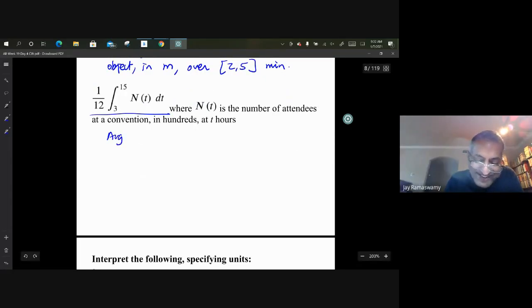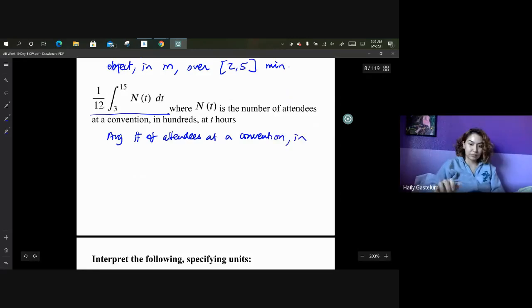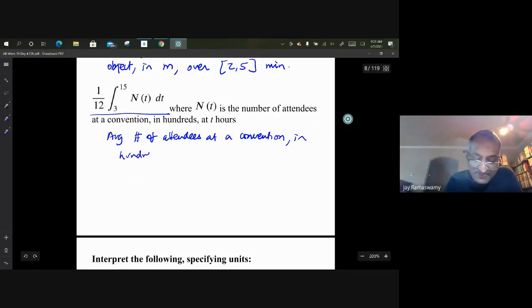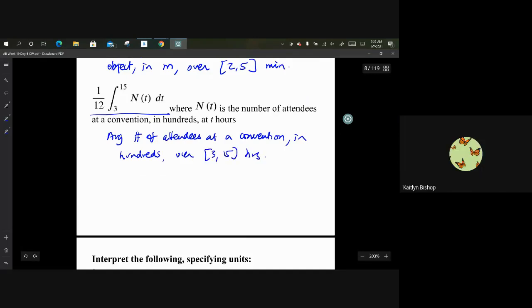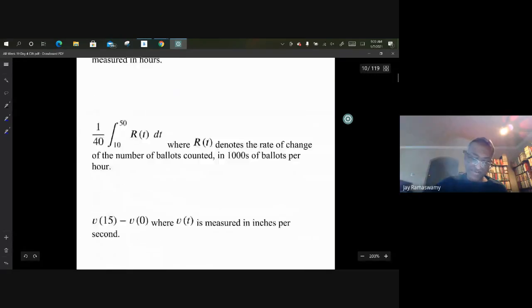It's the average number of attendees at a convention. In hundreds, that's the unit. Over the interval 3 to 15 hours. Okay, not easy. Definitely get that yourselves. We do the others if you attend office hours. We do more examples. I have lots of examples.